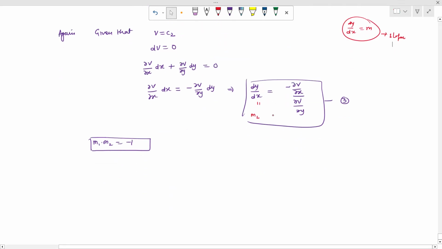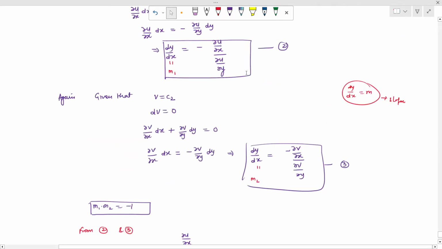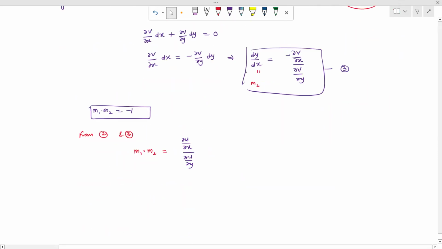So now from 2 and 3, we write down m1 into m2. m1 is minus del u upon del x upon del u upon del y, that is the first, from equation number 2. So here we have the negative sign. Now, similarly, we write down for m2, minus del v upon del x upon del v upon del y.